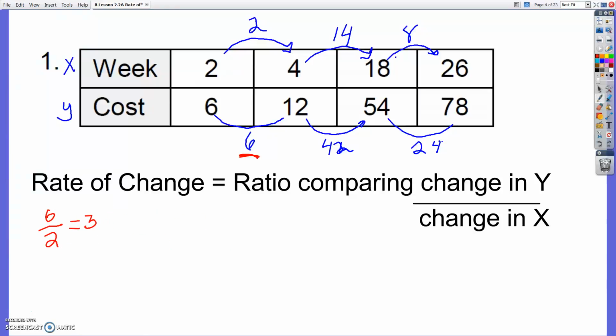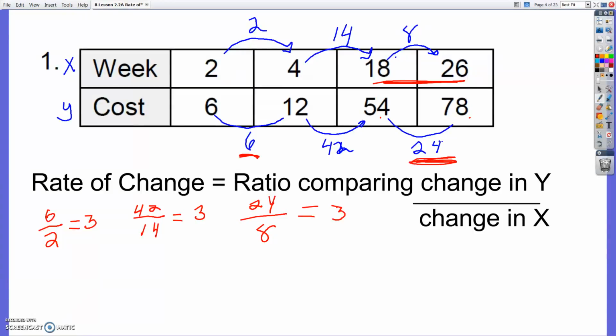Now what we're going to do is the next value, which was the change in y from 12 to 54. Excuse me, the change from 12 to 54 is 42, all over the change from 4 to 18, which is 14. And that is also equivalent, if you used your calculator, to 3. And the same idea: the change from 54 to 78 was 24, and the change from 18 to 26 was 8. And that also simplifies to 3.